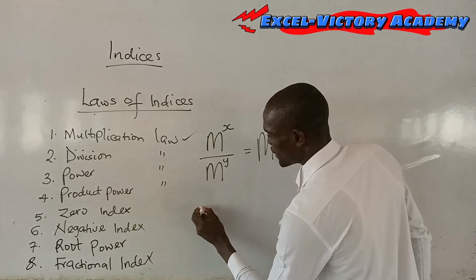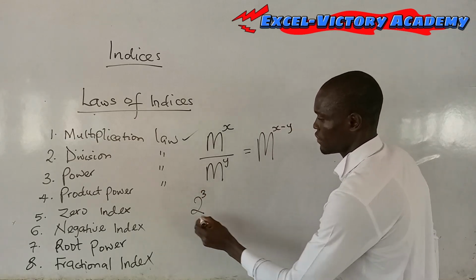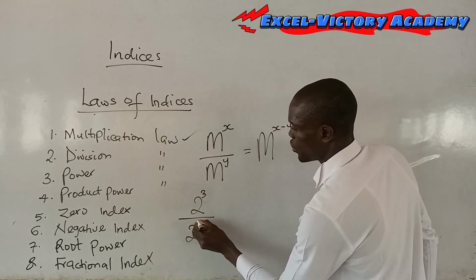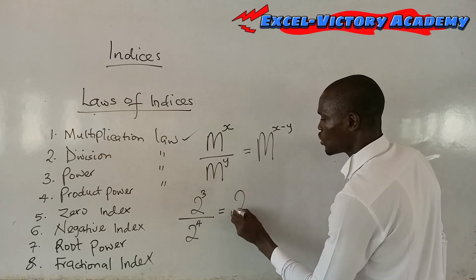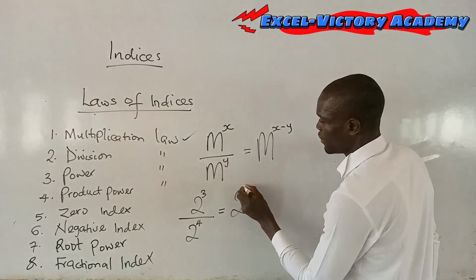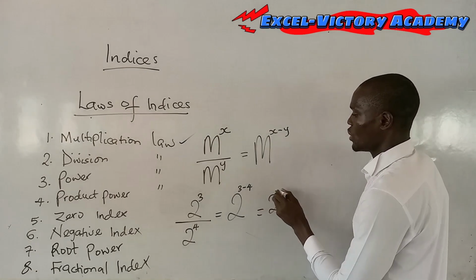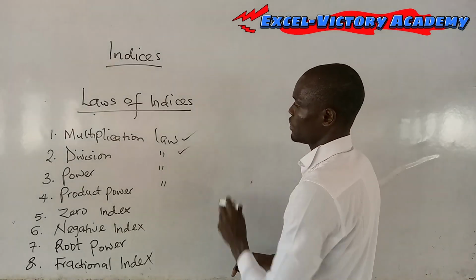Also, if you have, for instance, 2 raised to the power of 3 divided by 2 raised to the power of 4, the law states that you should pick just one of the bases, then you subtract their powers, and this will give us 2 raised to the power minus 1. Okay, that is all on division law.